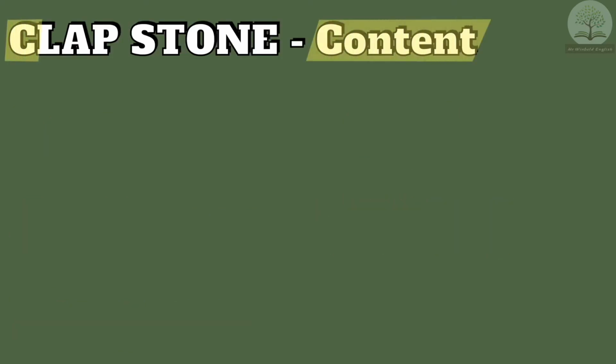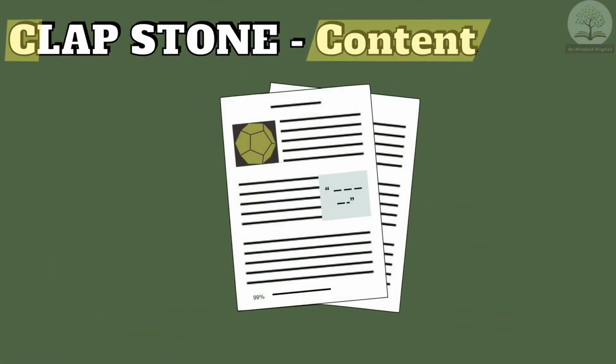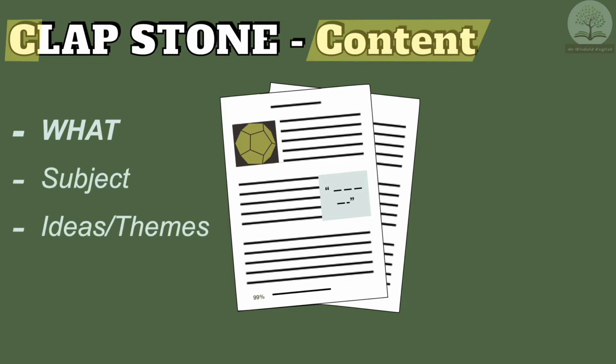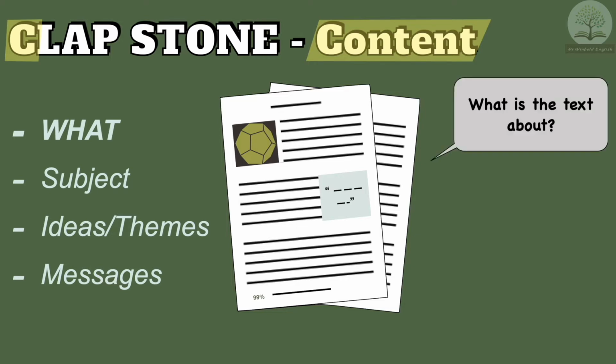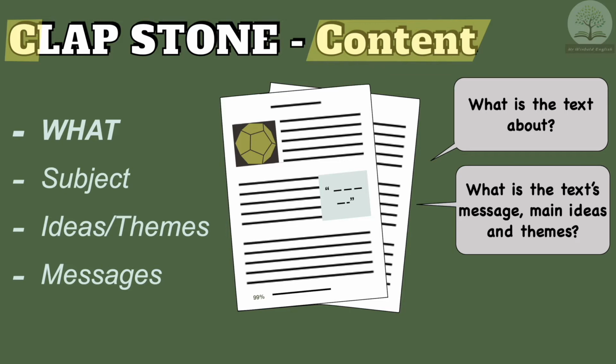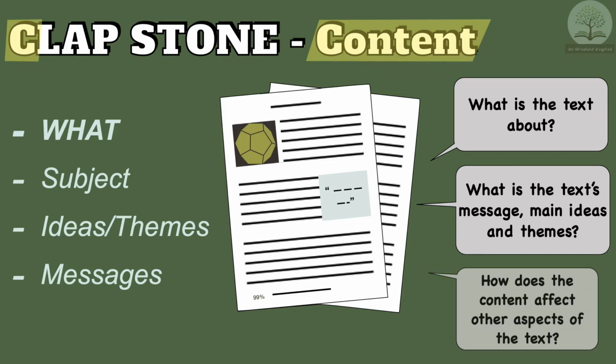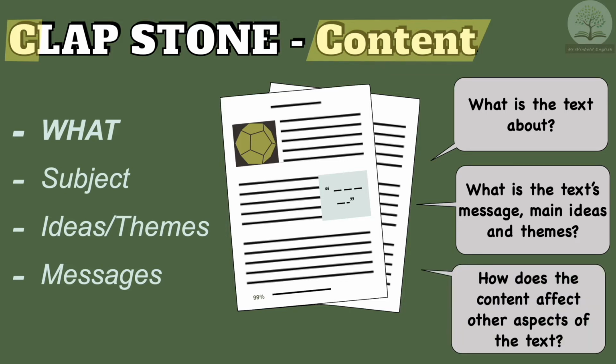Well, content. Content asks us to consider exactly what a text is talking about. This might be the subject, the ideas, the themes, or the messages of a text. We can do this by asking ourselves some questions such as, what is a text about? What's the text's message, main ideas and themes? Or how does the content affect other aspects of the text? This will be really useful in trying to understand the text and the way in which it works.